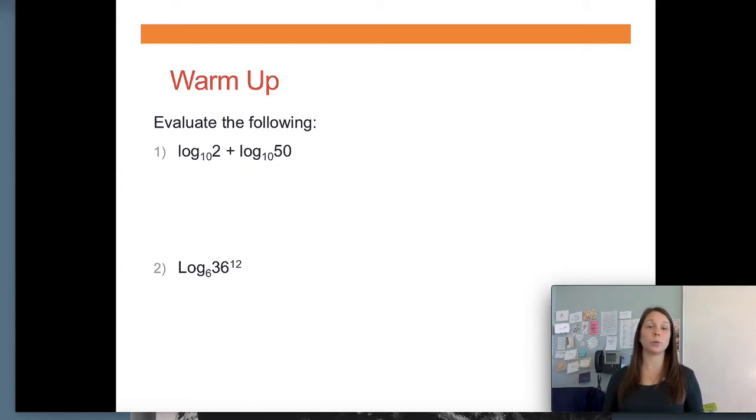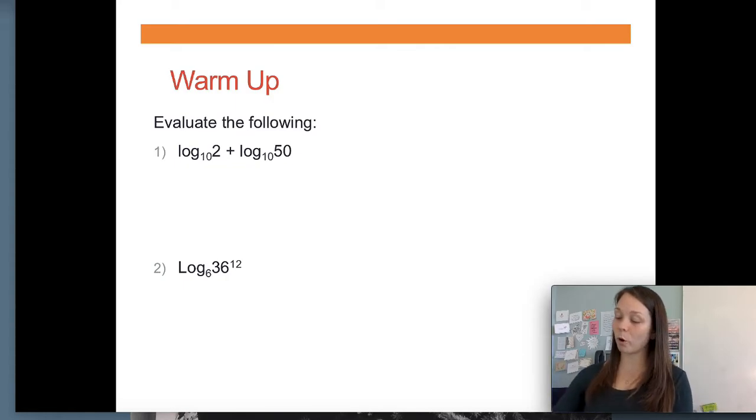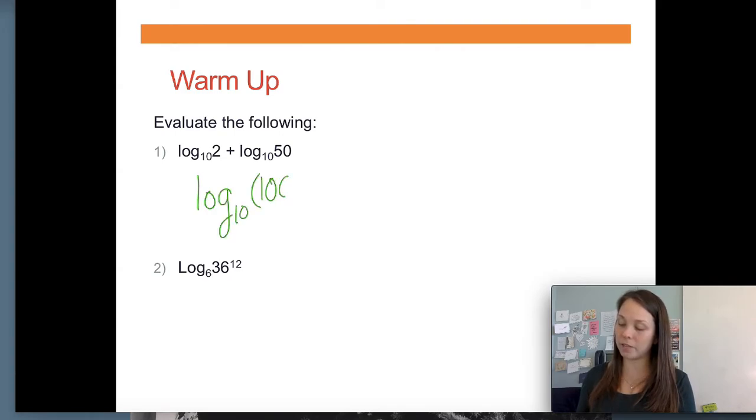So the first is to evaluate log base 10 of 2 plus log base 10 of 50. As we talked about in 4.4, when we are adding two logarithms with the same base, we can combine them together using multiplication. So this will become log base 10 of the product of 2 and 50, which is 100. The answer to that, or 10 to what power is 100, is 2.